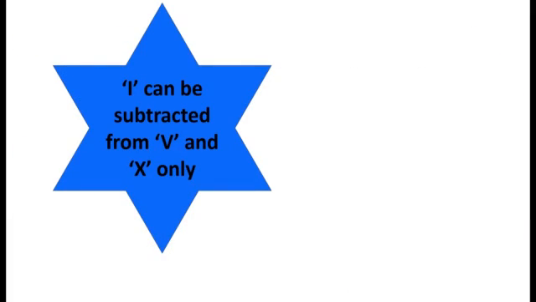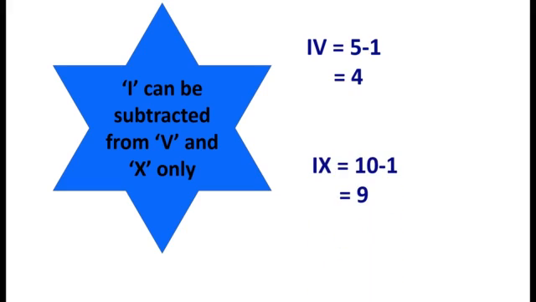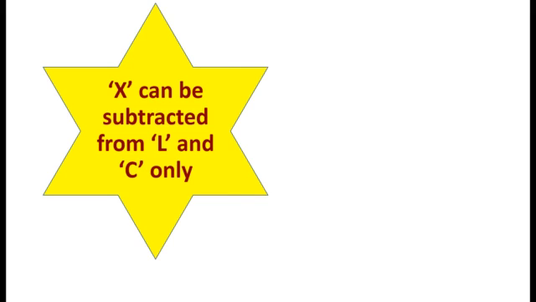Now children, the next rule says I can be subtracted from V and X only. That means we can write IV, as it says I can be subtracted from V, that is 5 minus 1, that is 4. And I can be subtracted from X, that is 10 minus 1 equals 9. So I can be subtracted from V, that is from 5, and I can be subtracted from X, that is from 10.